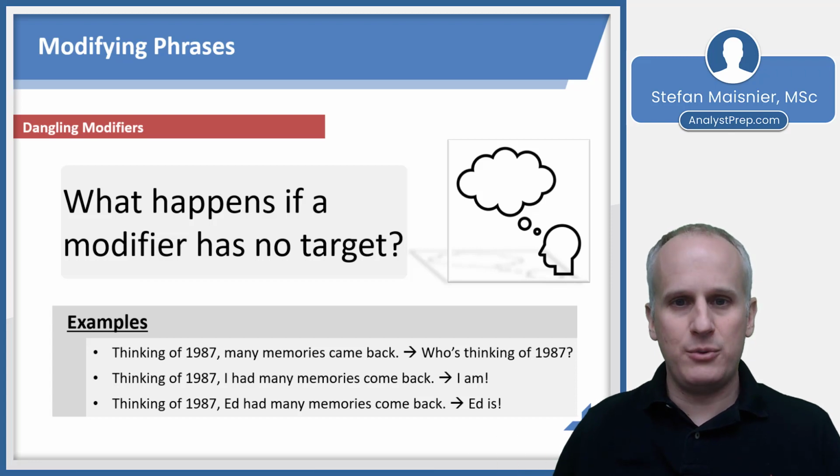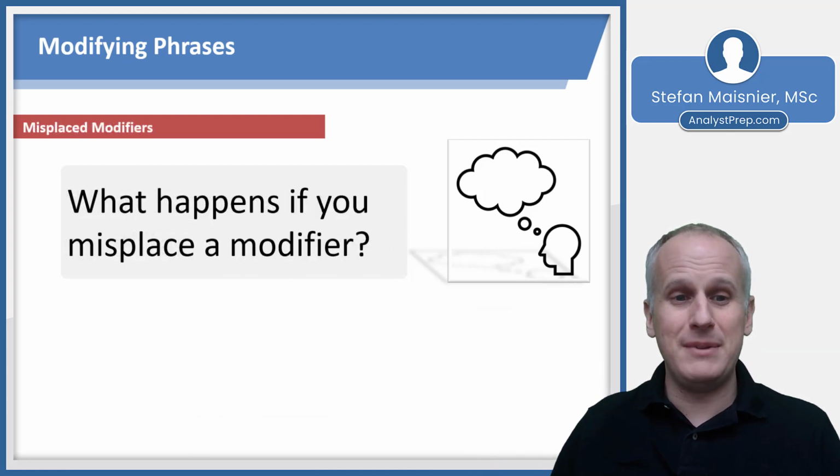So if you have an introductory modifying phrase, you really need to make sure that there's something or someone that phrase can logically describe. Now, you can also have misplaced modifiers, so modifying phrases that are incorrectly positioned in the sentence.